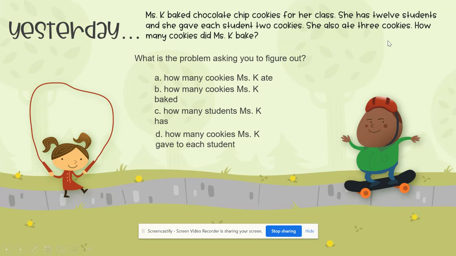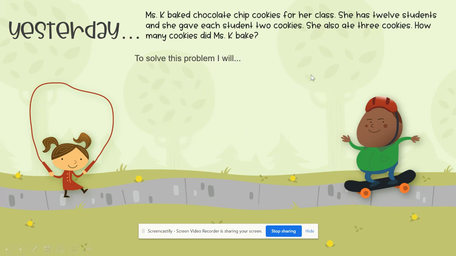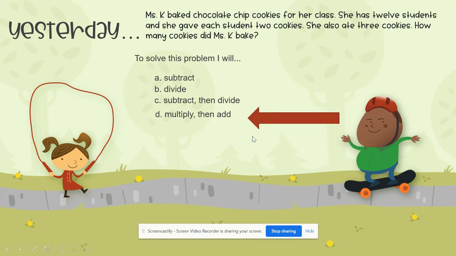So remember our trick, go back and look. How many cookies did Miss K bake? That's our question. So that's our answer. That's what it's asking us to figure out. To solve this problem, I will subtract, divide, subtract, then divide, multiply, then add. So to figure out how many cookies she baked, we know there are 12 students and she gave 2 cookies to each student. So in order to figure that out, we need to multiply. And then she ate 3 cookies, so that's 3 more cookies that she had baked, and she ate them. So to do that, we need to multiply, then add.